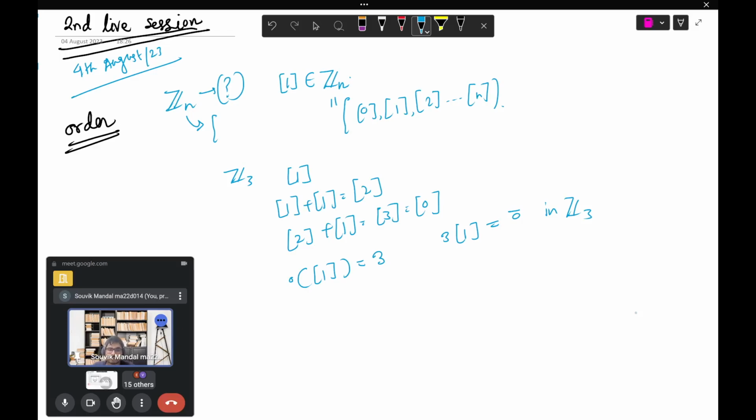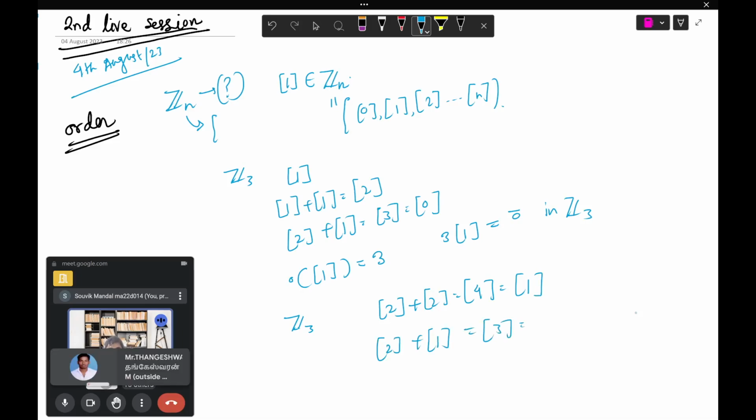For example, consider again Z3 and consider the element class 2. Now, if I add class 2 two times, this will give class 4, and this is nothing but class 1. And if we again add class 1 with class 2, this gives class 3, which is nothing but 0. So the order of this element class 2 is equal to 3.